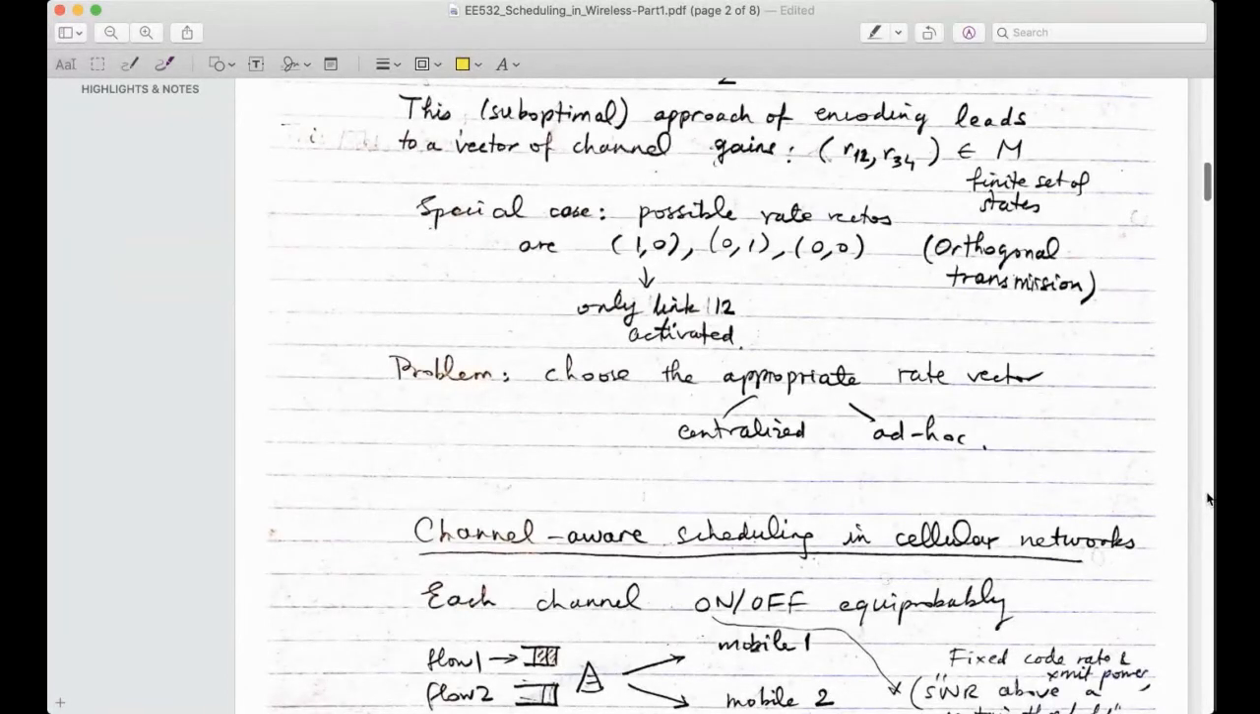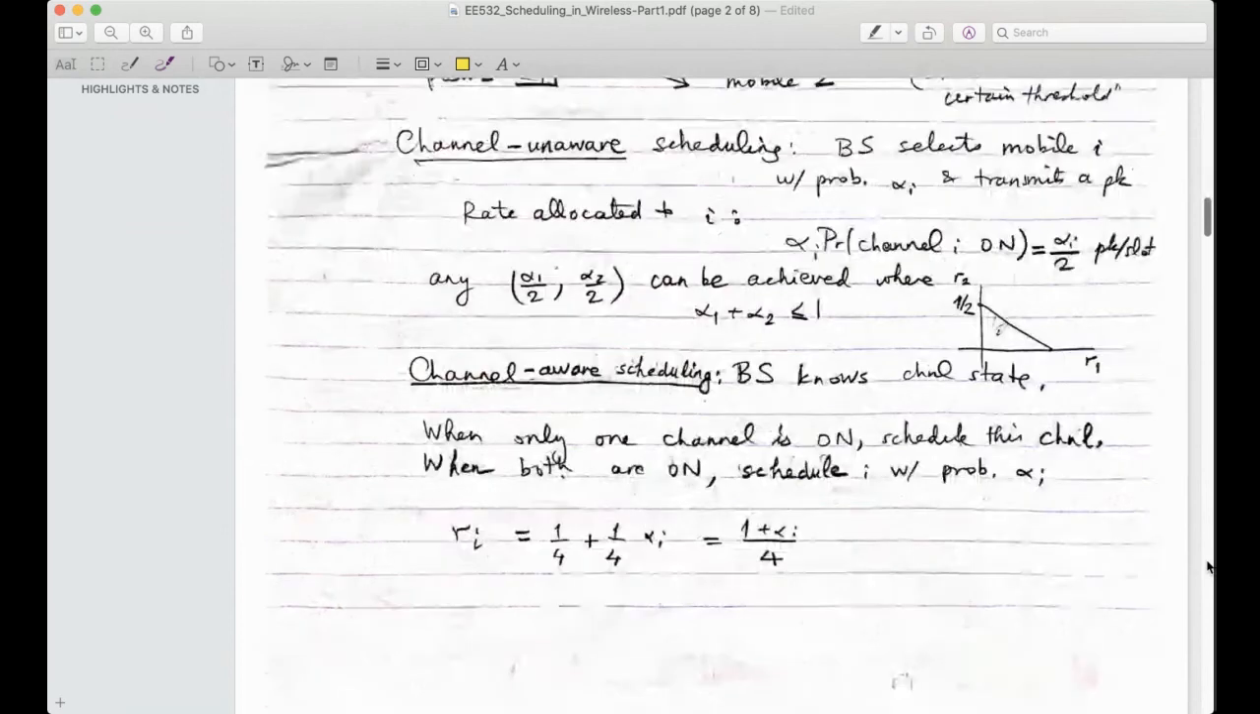So let's talk about how to do this. We could do this in a channel-aware way. We could make this decision in a way that we're aware of the channel states, or by ignoring the channel states, agnostic of the channel states. So let's talk about channel-aware scheduling.